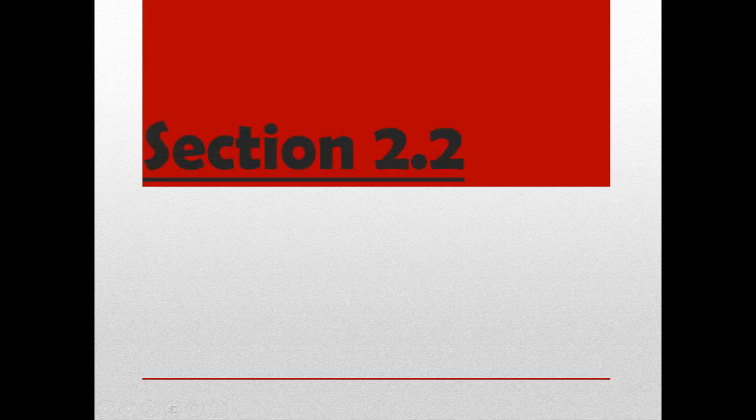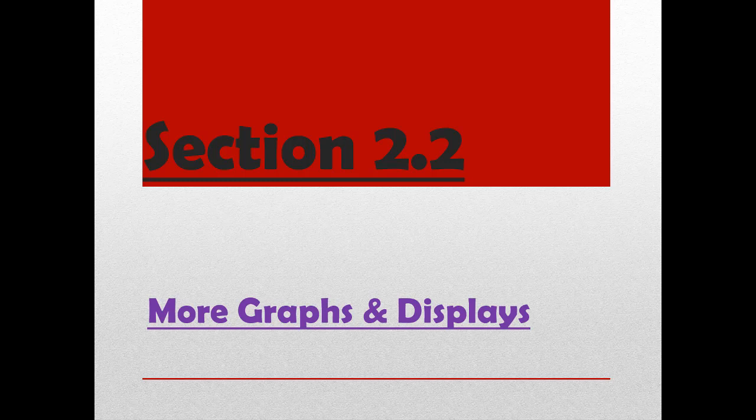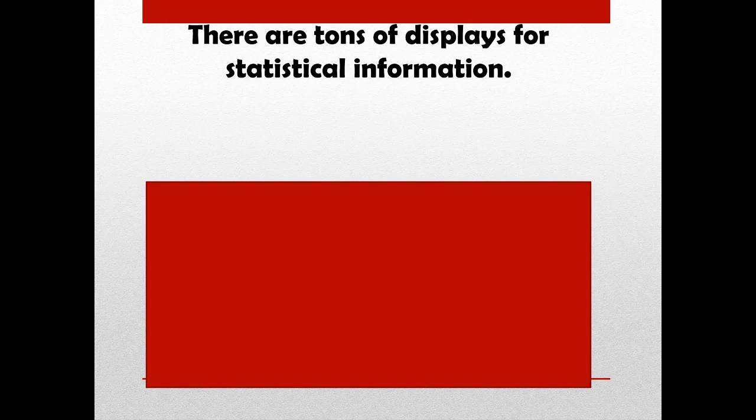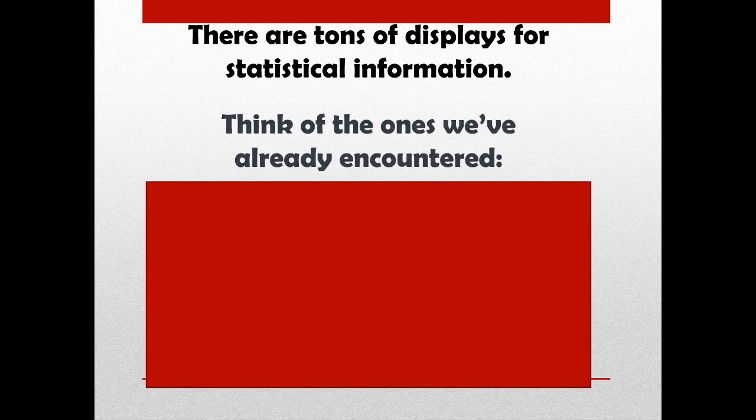Today, we're talking about section 2.2, and 2.2 is about more graphs and displays. So, there are tons of displays for statistical information. Think of the ones we've already encountered. And you may not think we've talked about a lot of graphs, but in 2.1, we actually came up with quite a few different displays for statistical information. They're not all graphs, but they are all displays.